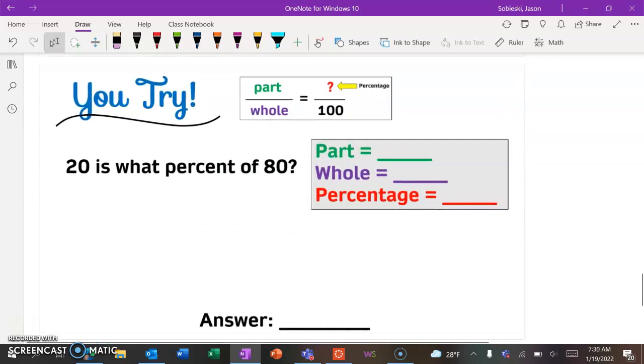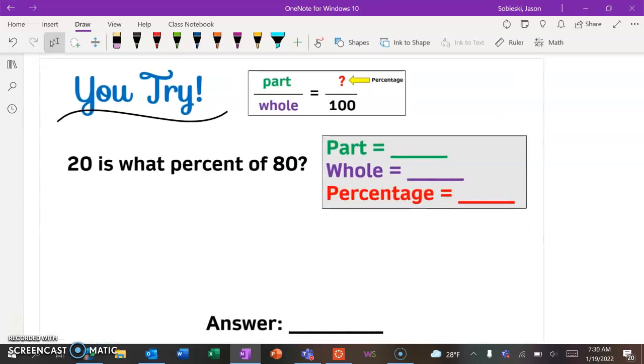All right, in this last minute that we have together, we're going to have you pause this video and see if you can try this from the start. In a minute, we'll unpause, you can check your answer, and we'll wrap things up there. So let's give you this one a try.